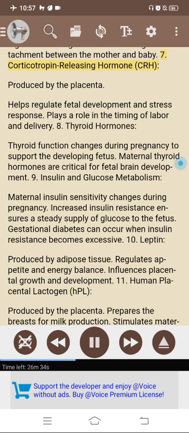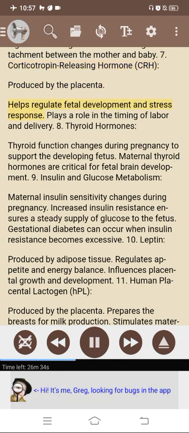7. Corticotropin-releasing hormone (CRH). Produced by the placenta. Helps regulate fetal development and stress response. Plays a role in the timing of labor and delivery. 8. Thyroid hormones. Thyroid function changes during pregnancy to support the developing fetus. Maternal thyroid hormones are critical for fetal brain development.